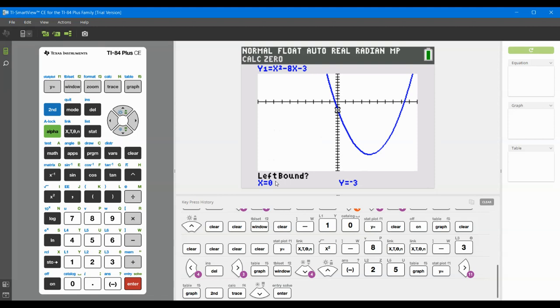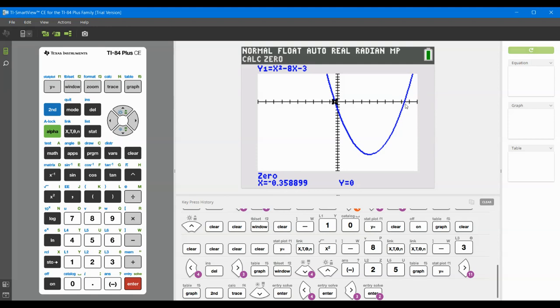So to find this one out, I'm going to go to left bound. So I'm going to go up here. There's the left bound and press enter. Now it's asking me for the right bound. So I'm going to come down below the x-axis for the right bound. It's going to say guess, and I'm just going to press enter again. And there it gives me my answer. So this is one of my two answers, negative 0.359.